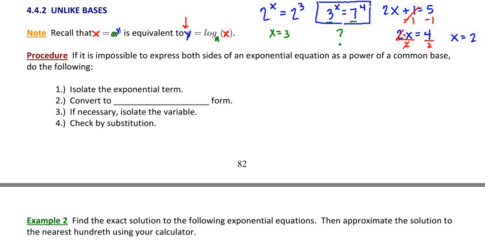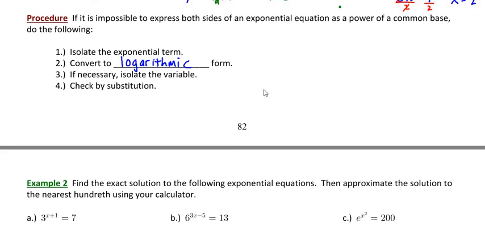So again, here's the procedure. If it is impossible to express both sides of an exponential equation as a power of a common base, do the following. Number 1, isolate the exponential term. Number 2, convert to logarithmic form. Essentially, you're using an inverse operation there to isolate the exponent. Number 3, if necessary, isolate the variable, and then as always, number 4, check by substitution.